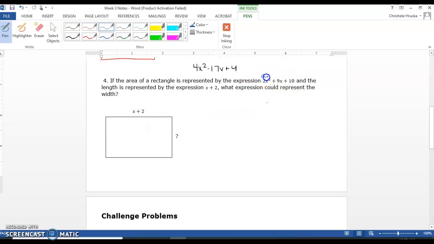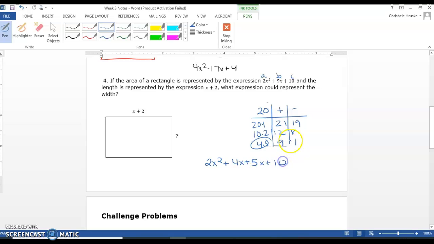So if we factor, that's ABC, 2 times 10 is 20. 20 times 1, 10 times 2, 4 times 5, found it. So 4 and 5 are going to give me 9. 2x squared plus 4x plus 5x plus 10.